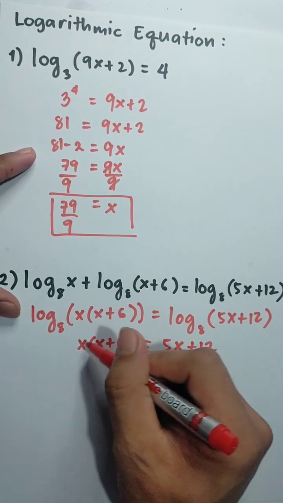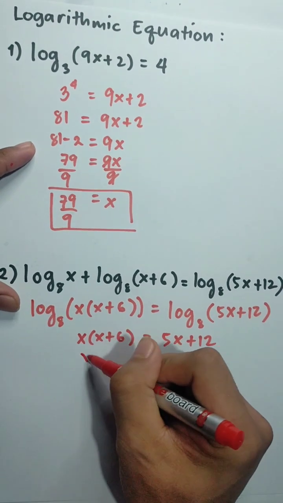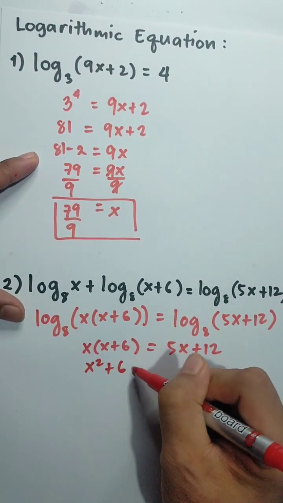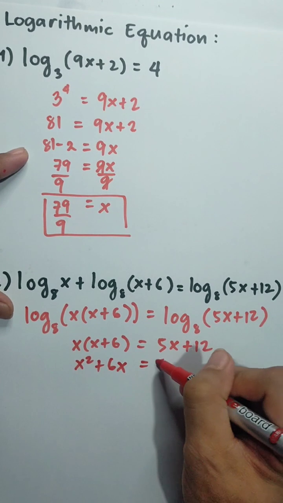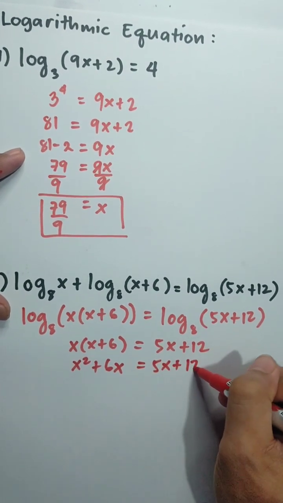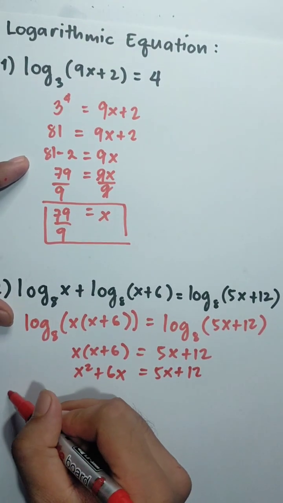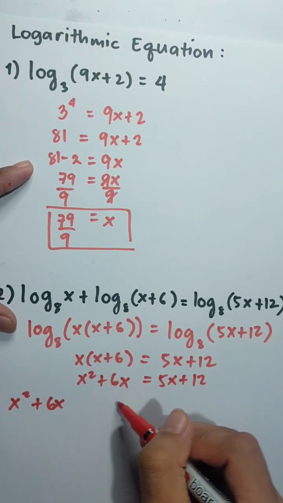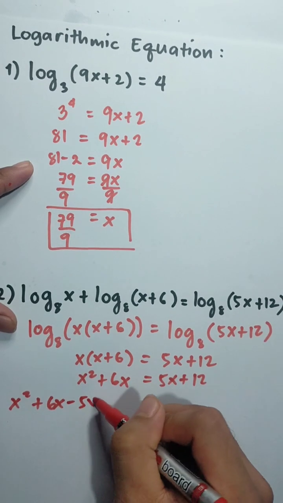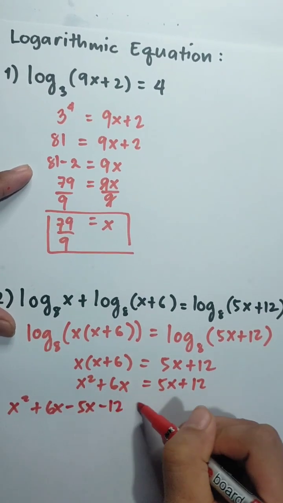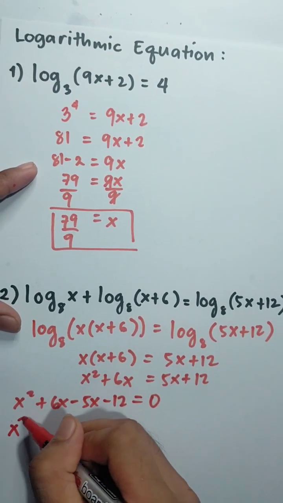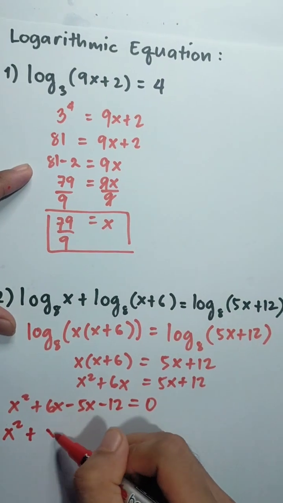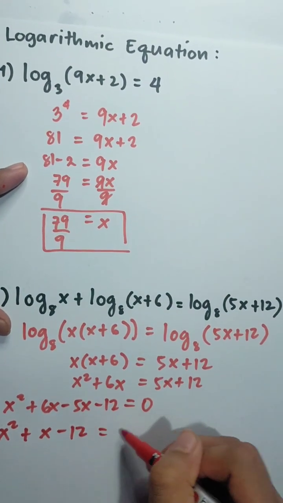Now let's solve for x here. Let's distribute our x. This is x squared plus 6x equals 5x plus 12. So x squared plus 6x, and then let's transpose the right side. That becomes minus 5x minus 12 equals 0. That is x squared plus x minus 12 equals 0.